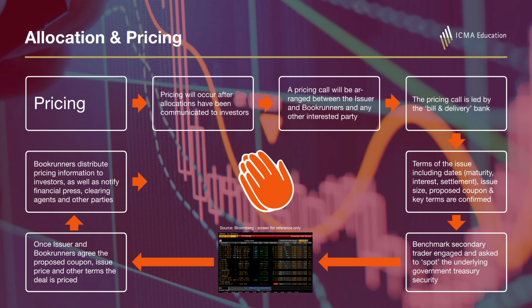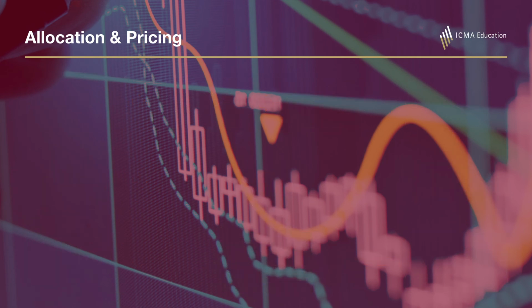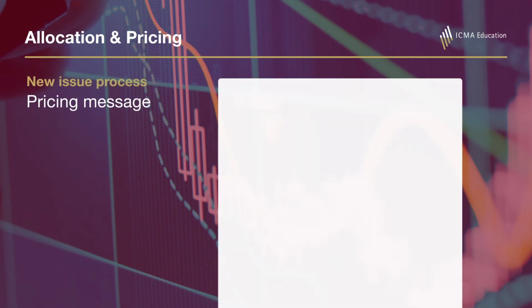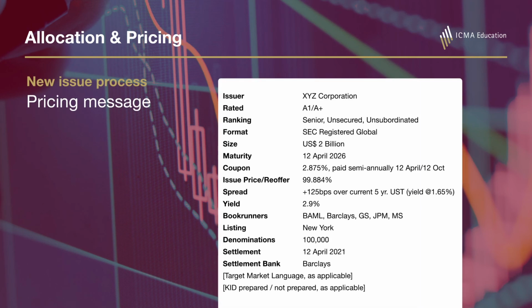And then just to finish, if we look here at an example of a pricing message that would be sent out to the investors and to the street. So here, obviously, you've got the name of the issuer, you've got the rating, the size, and the dates. In this case, we've got a 5-year deal, so the maturity is the 12th of April 2026, and it'll be a straight bullet, so the settlement will be the 12th of April 2021. And the coupon is set here at 2.875% and will be paid semi-annually.